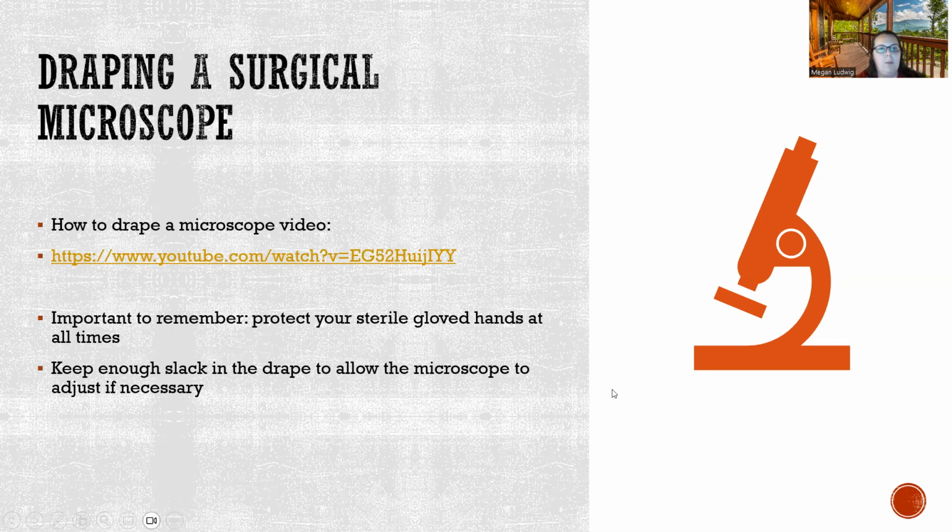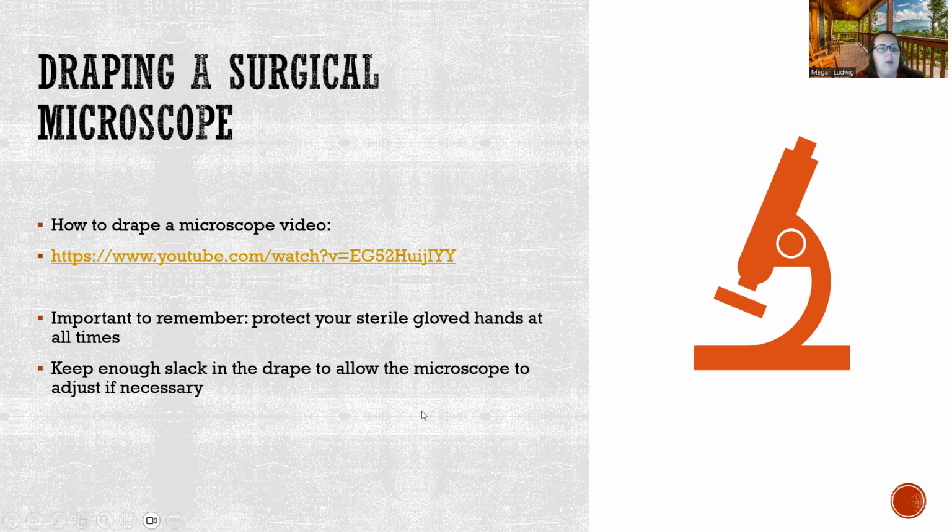So when we're draping microscopes, it's important to remember, and anytime you're draping anything, to protect your sterile gloved hands, because it's easy for them to slip out from under the protection of the drape, and you might accidentally contaminate your gloves. So you don't want to have to change gloves, and you don't want to accidentally contaminate and maybe not even realize it. So always, always protect your gloved hands when you're draping anything, right?